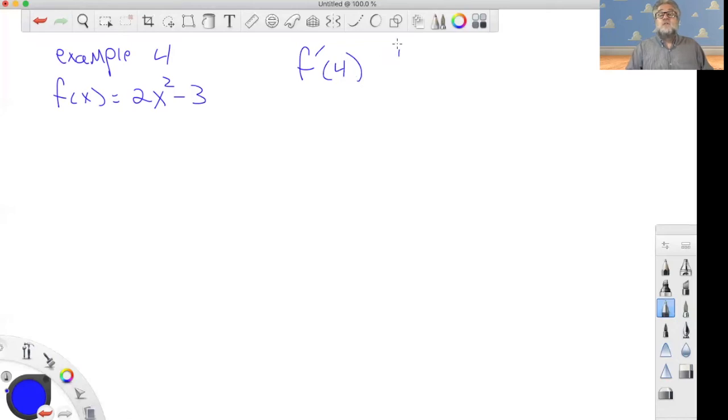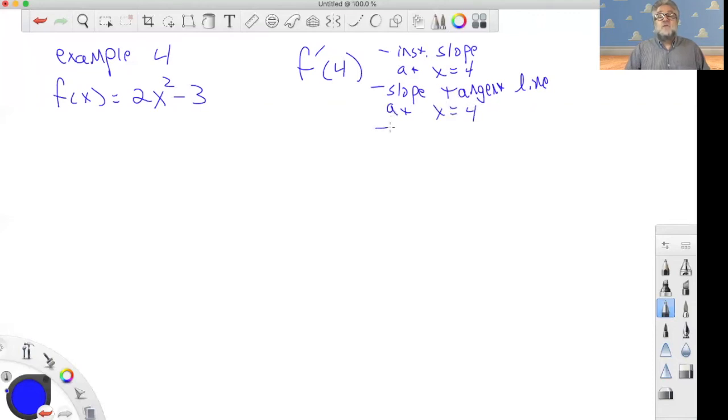So this means what's the instantaneous slope at x equals 4. This means what's the slope of the tangent line at x equals 4. This means what's the derivative evaluated at x equals 4. All three of these statements mean the same thing. Derivative, slope of the tangent line, instantaneous slope, same, okay? That's what we're looking for.